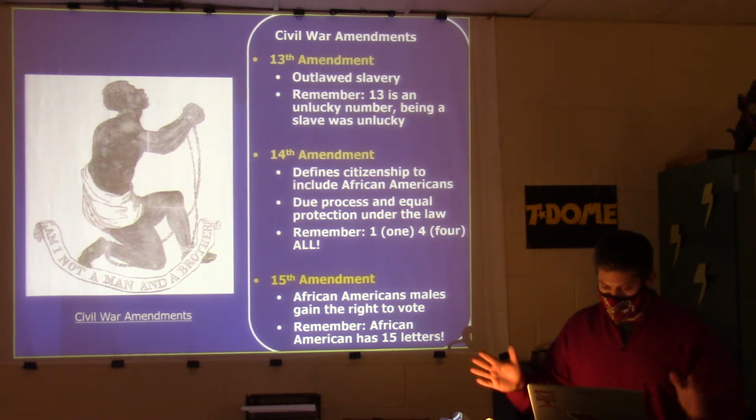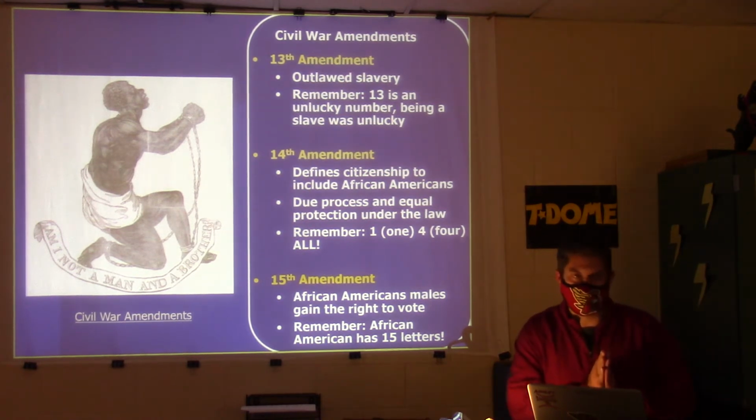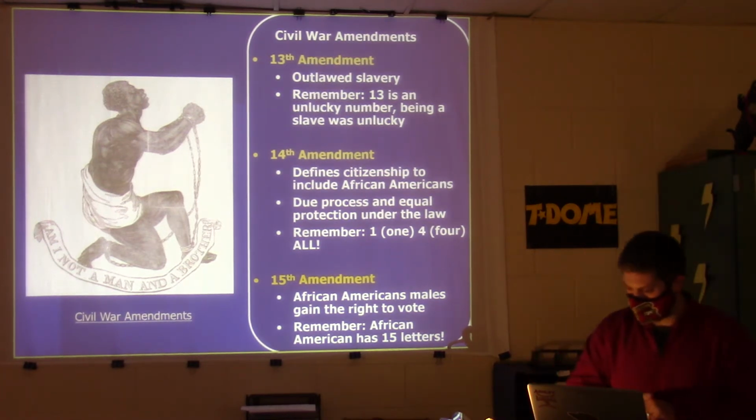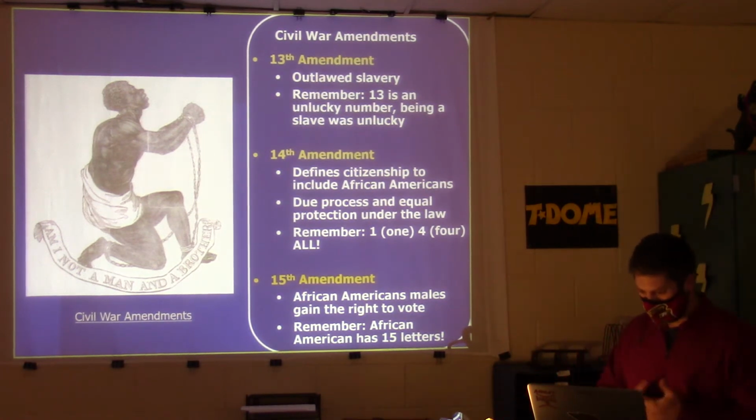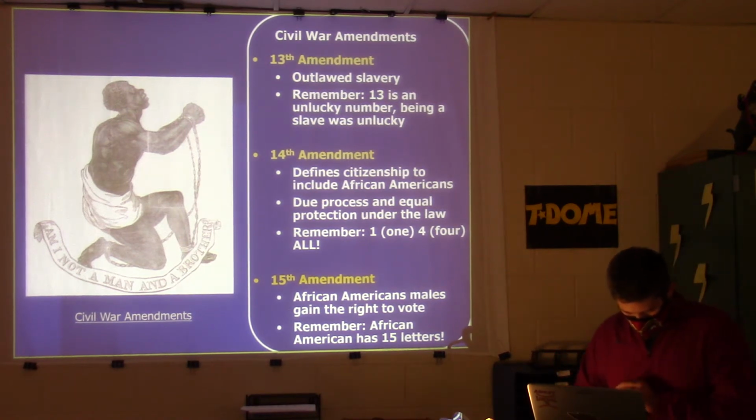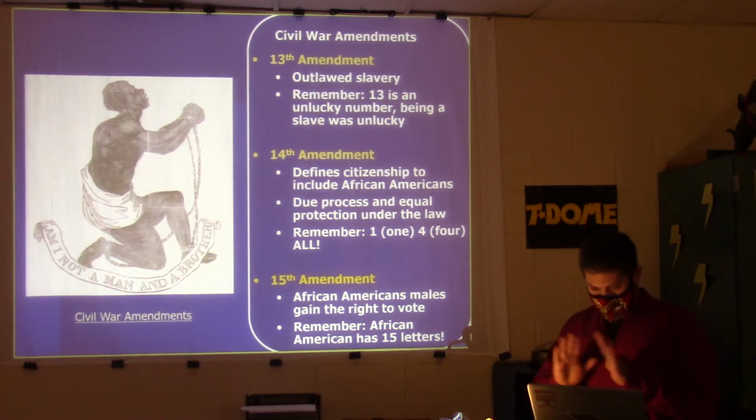So the Civil War amendments, guess when they were passed? Yes, during and right after the Civil War. So we have the 13th, 14th, and 15th Amendment. The 13th Amendment outlawed slavery. Easy way to remember, 13 is an unlucky number. Being a slave was unlucky. Easy way to remember it.